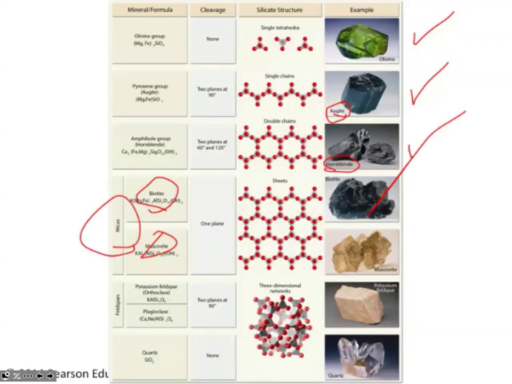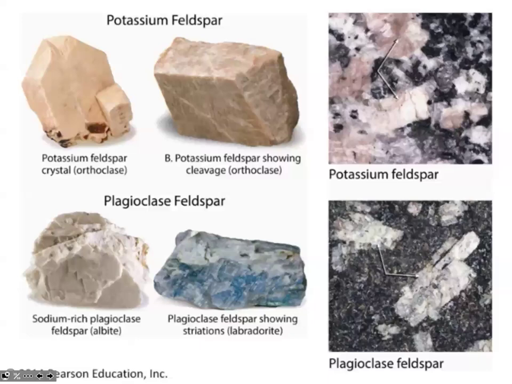And then lastly, we've got the more complex three-dimensional networks, and basically these are in two main groups, the feldspars and then quartz. The feldspars are the most common minerals in the Earth's crust. So together, potassium feldspar and plagioclase feldspar occupy about half of the volume of the crust. It's a tremendous volume of the crust. And they come in many different varieties. Some are richer in potassium, some are richer in calcium, some are richer in sodium, but we end up seeing that these minerals are very, very common in Earth's crust.